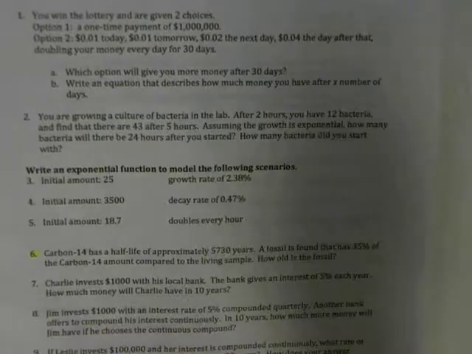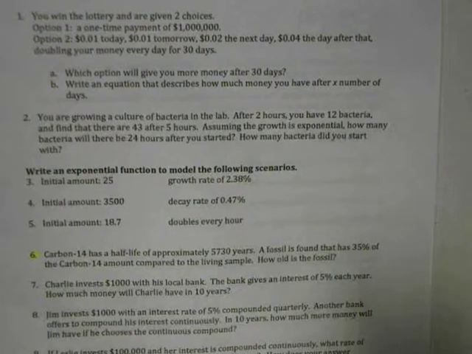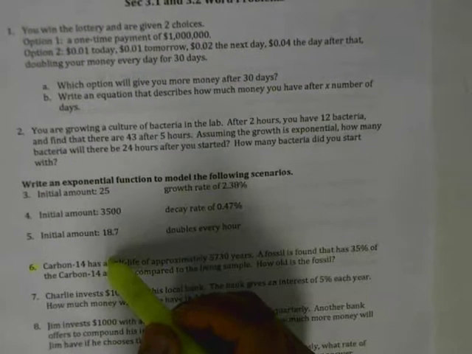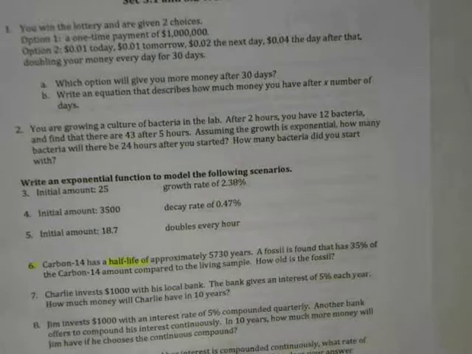And now we're going to deal with number 6. Carbon-14 has a half-life of approximately 5,730 years. So this word here, half-life, I'm going to define that in a minute. A fossil is found that has 35% of the carbon-14 amount compared to the living sample. How old is the fossil?